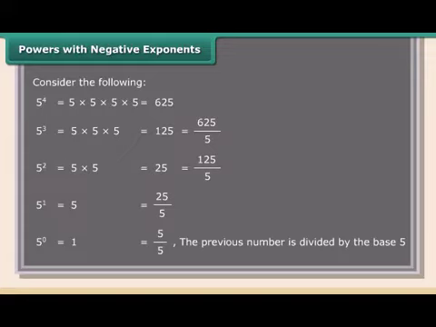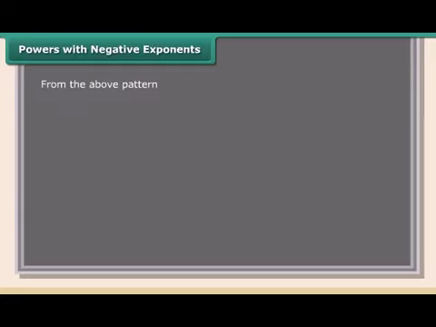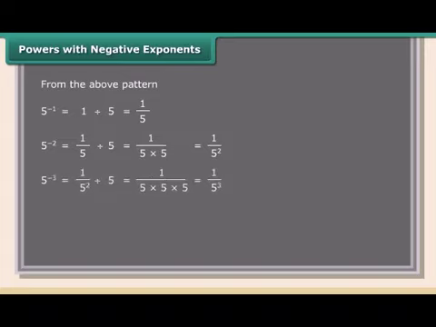The previous number is divided by the base 5. From the above pattern, 5^-1 = 1 divided by 5, which is 1 upon 5. 5^-2 = 1 upon 5 divided by 5, which is equal to 1 upon 5 × 5, which is equal to 1 upon 5 square. 5^-3 = 1 upon 5 square divided by 5, which is equal to 1 upon 5 × 5 × 5, which is equal to 1 upon 5 cube.